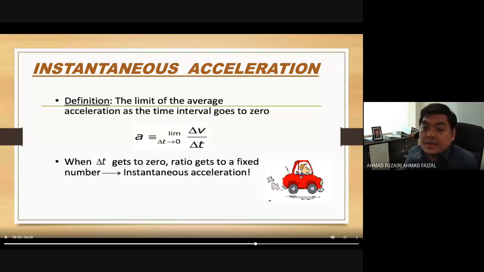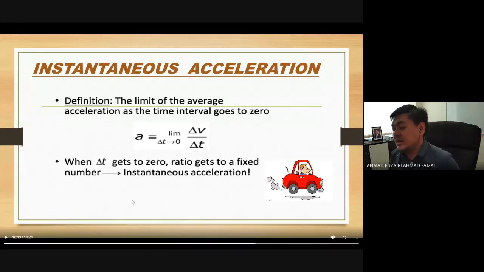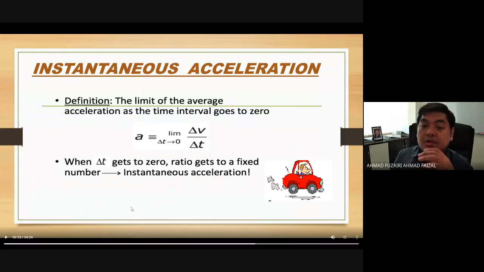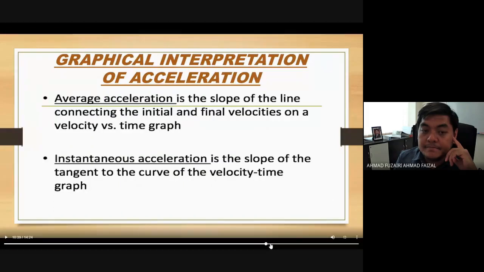Okay, so this is instantaneous acceleration. The same goes for the instantaneous velocity. It is the limit of the average acceleration as the time interval goes to zero. That is only approaching zero. You cannot put delta t to become zero. When delta t approaches zero, the ratio approaches a fixed number, and that is the instantaneous acceleration. We will see inside the questions how to use the instantaneous acceleration and so on.